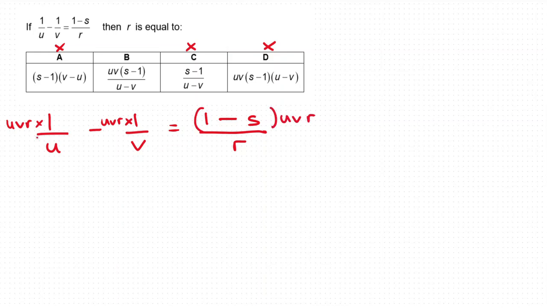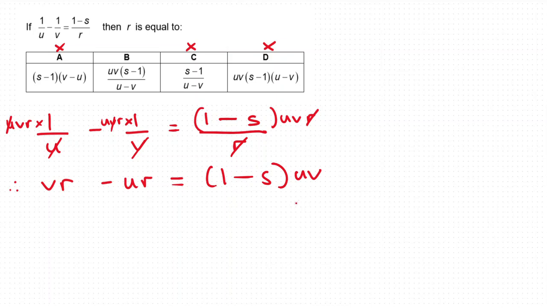Why do we multiply by the LCD? Because then each of these denominators divides into the LCD, and hence they cancel, making our life a little easier. Just to rewrite that now, it would be VR minus UR equals 1 minus S times UV.